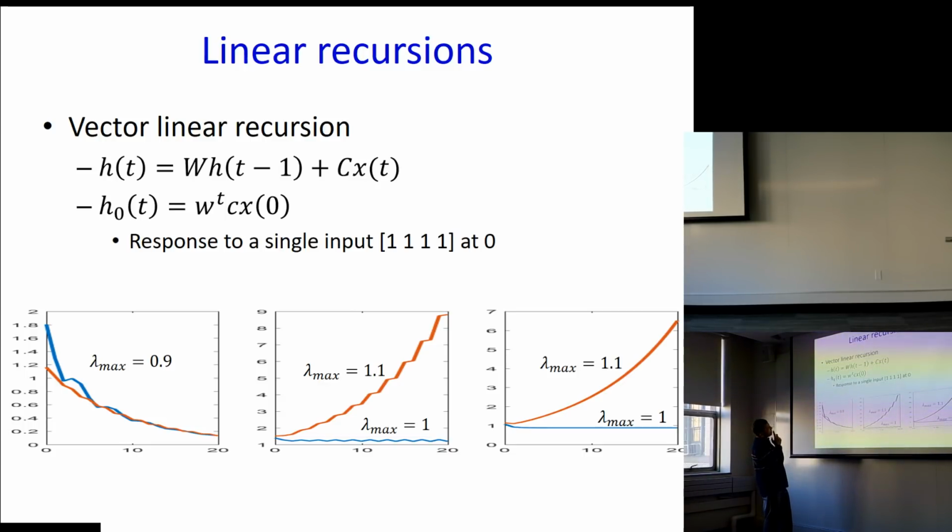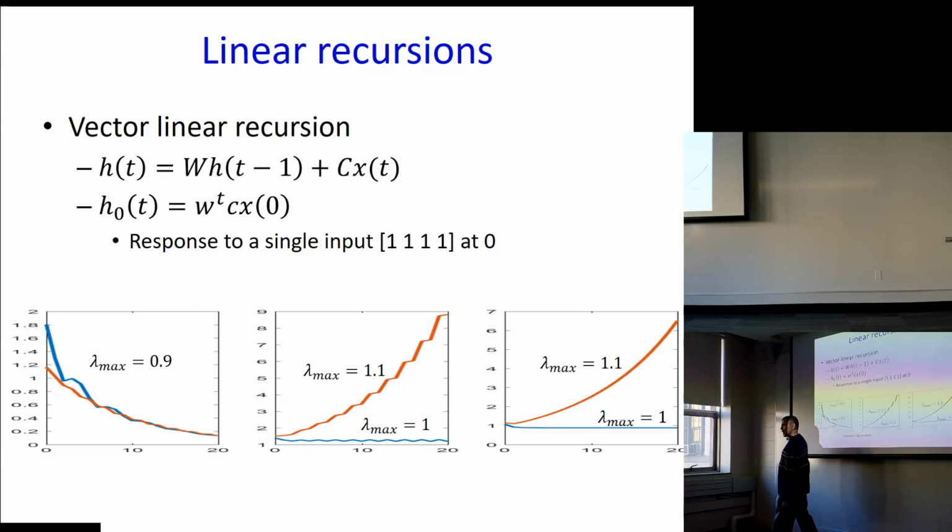Wait, what is the red? Oh, there are 2 components, okay. So this is what happens when lambda max is 0.9. This is what happens when lambda max is 1. Lambda max is 1.1. And the same thing. I have 3 different plots over here. Now the 3 plots have something different. These 2 correspond to complex eigenvalues. This one corresponds to real eigenvalues.